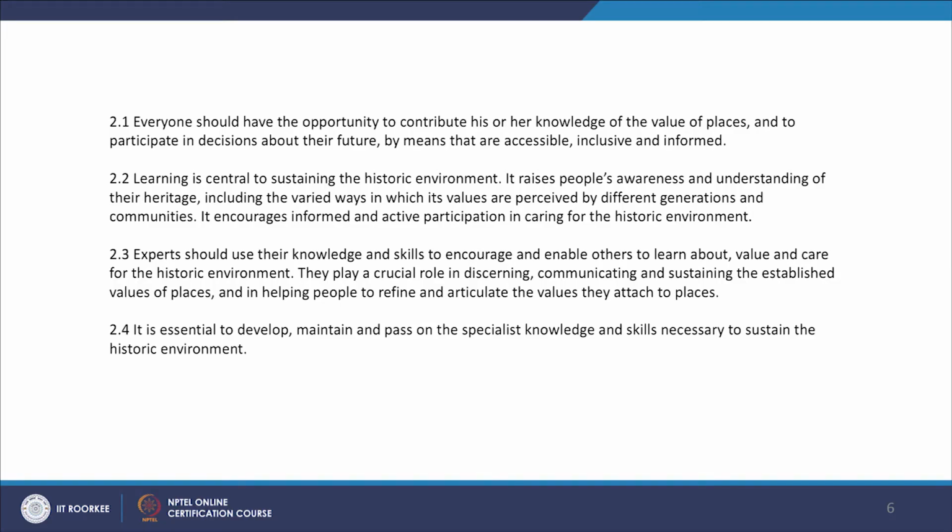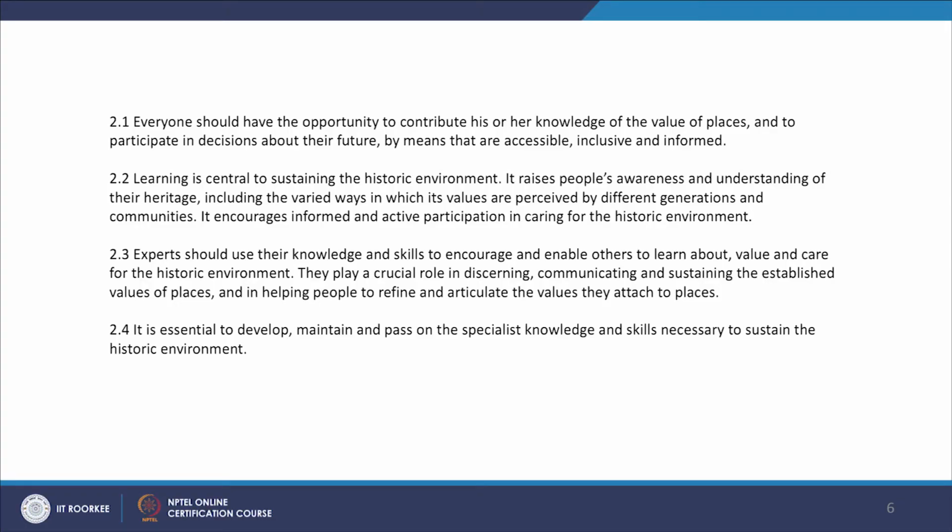And as I said, the whole important crux is the learning. Learning is central to sustaining the historic environment, because the moment we are learning, the process by which we produce these learning processes is where it raises people's awareness and understanding of their heritage.